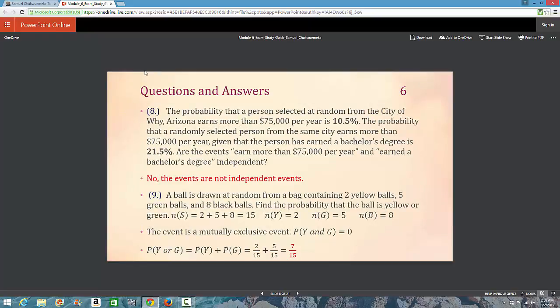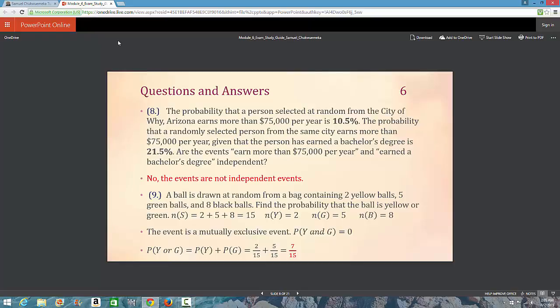Question 8. The probability that a person selected at random from the city of Y, Arizona, earns more than $75,000 per year is 10.5%. The probability that a randomly selected person from the same city earns more than $75,000 per year, given that the person has earned a bachelor's degree, is 21.5%. Are the two events independent?